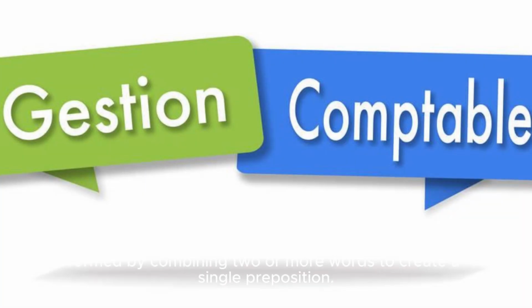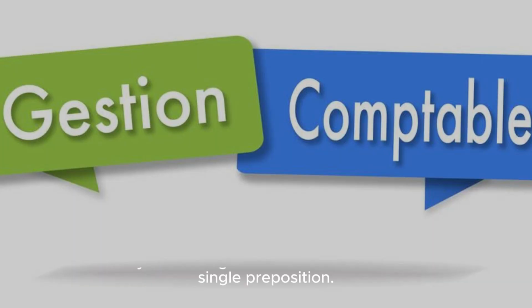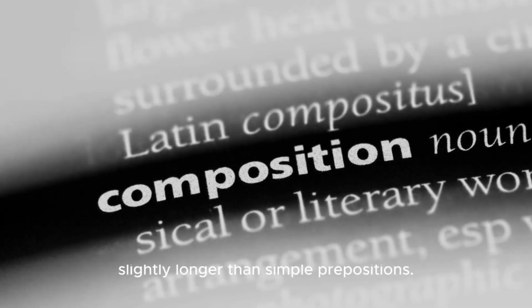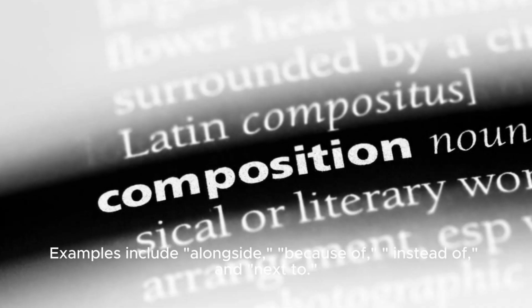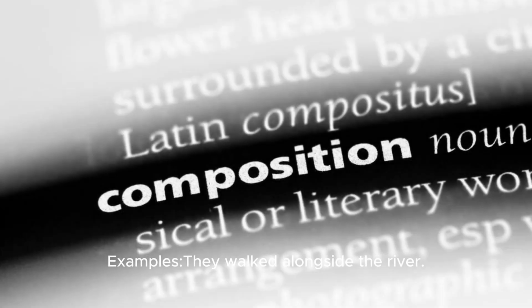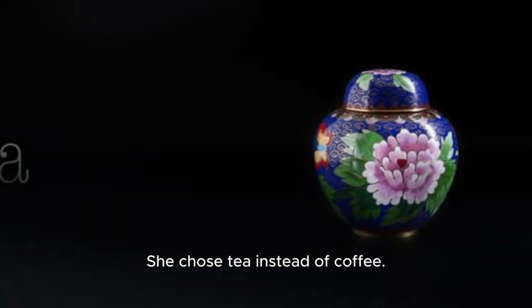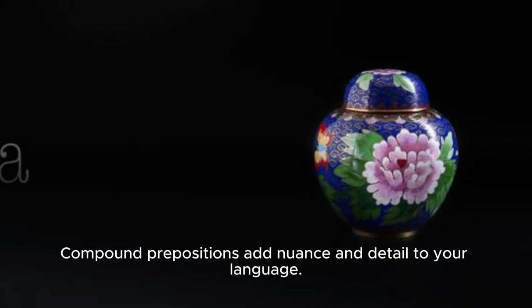Compound prepositions. Compound prepositions are formed by combining two or more words to create a single preposition. They often convey more specific relationships and can be slightly longer than simple prepositions. Examples include alongside, because of, instead of, and next to. Examples: They walked alongside the river. He left because of the rain. She chose tea instead of coffee. Compound prepositions add nuance and detail to your language.